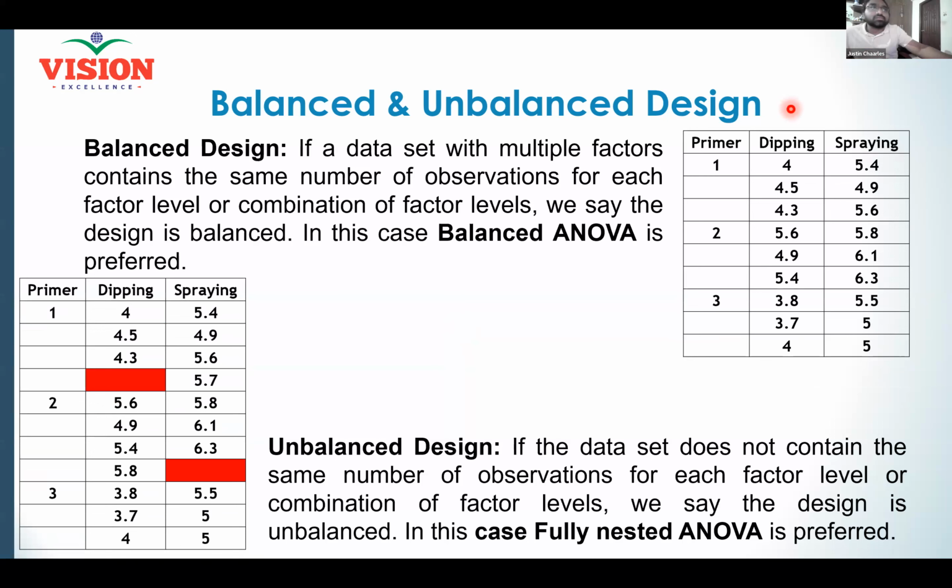Okay. Got it. See here one example. 3 types of primer: primer 1, primer 2, primer 3. 2 types of painting method, dipping and spraying. Now primer 1, dipping combination. How many times did you do the experiment? 3 times. This is known as replication. Can you see the replication always remains 3? So can I call this design a balanced design? Yes. Now check here, is this replication always 3? No. 3 sometimes, 4 sometimes, 2 sometimes. So this is an unbalanced design.